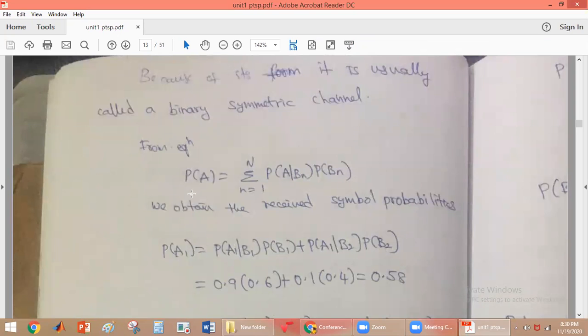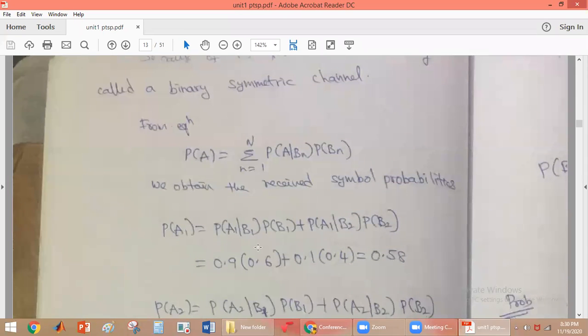The first step is we have to find the probability of A using conditional probability. What is the total probability theorem? Summation n equal to 1 to n. What is n here? 1 to 2. Probability of A given Bn times probability of Bn. This is the formula for P of A.